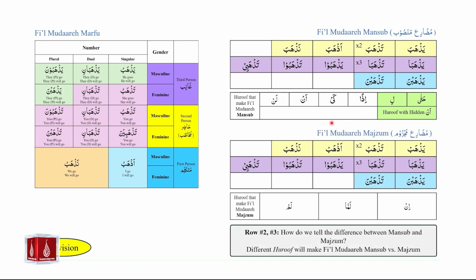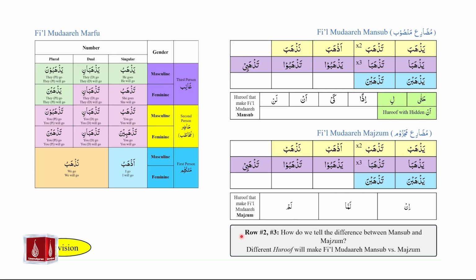Then we studied fi'il mudare majzoom. In the majzoom form, the fi'il mudare table is as follows: yazhab. So yazhabu was marfu, yazhaba is mansoob, and yazhab is majzoom. Yazhab, tazhab, azhab, nazhab, yazhaba, tazhaba, yazhabu, tazhabu, tazhabi, yazhabna, tazhabna. We studied huruf that make fi'il mudare majzoom, and so far we have studied lam, lamma, and in.